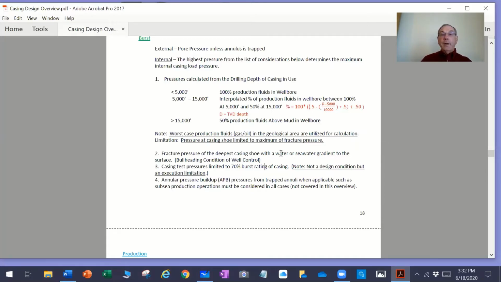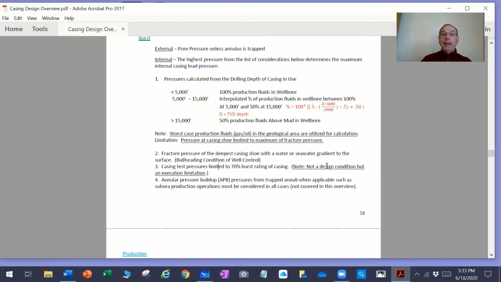Now, criteria number 3 is actually not a design criteria, but it is a limitation of casing application. Casing test pressures are typically limited to 70% of the burst rating of the casing.